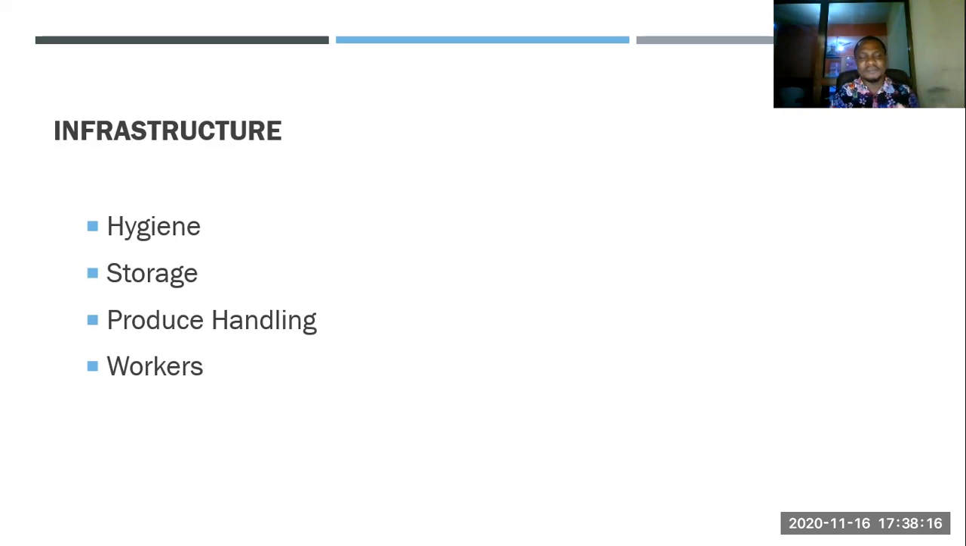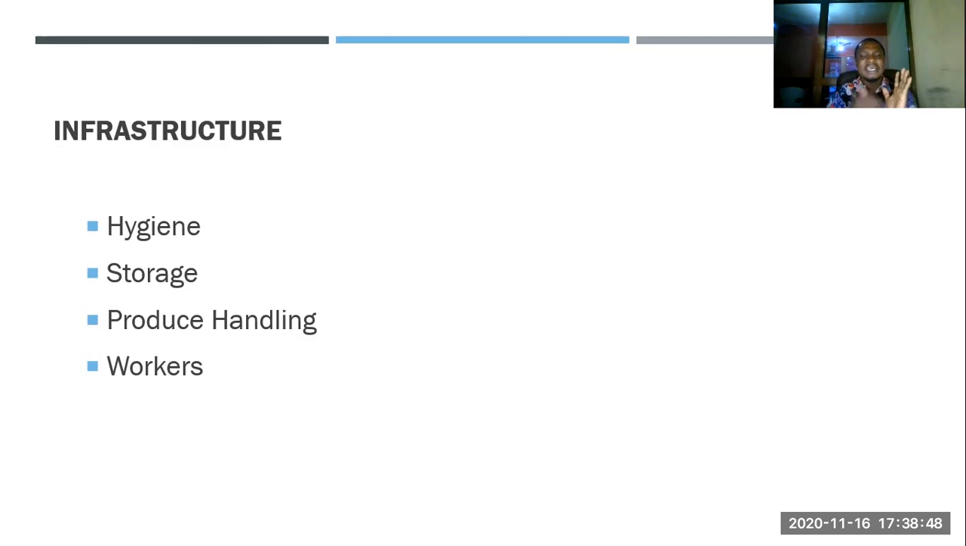Then produce handling. When we talk about produce handling, we are talking about all the stages where the produce are handled, especially in the pack house. And there are requirements about this produce handling. They are not going to tell you to wash your produce or how you should handle your produce. They have specific requirements that the process should not encourage contamination and so on and so forth.